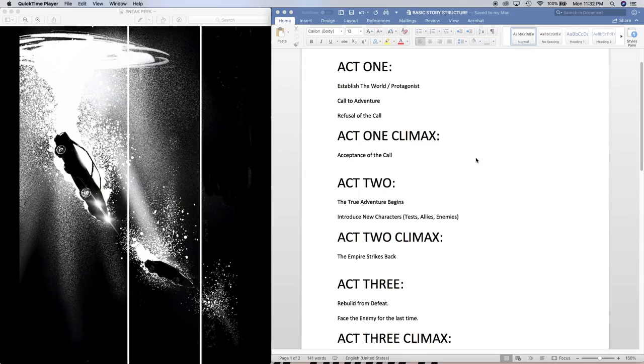Now, Act 2 can be a mess for most new writers because it's a big act. Act 1 of a screenplay is around 25 or so pages. Act 2 of a screenplay is around 50 pages, and you can get sort of lost in that. That's why at the end of this video, I'm going to talk about five-act structure and how that can help.